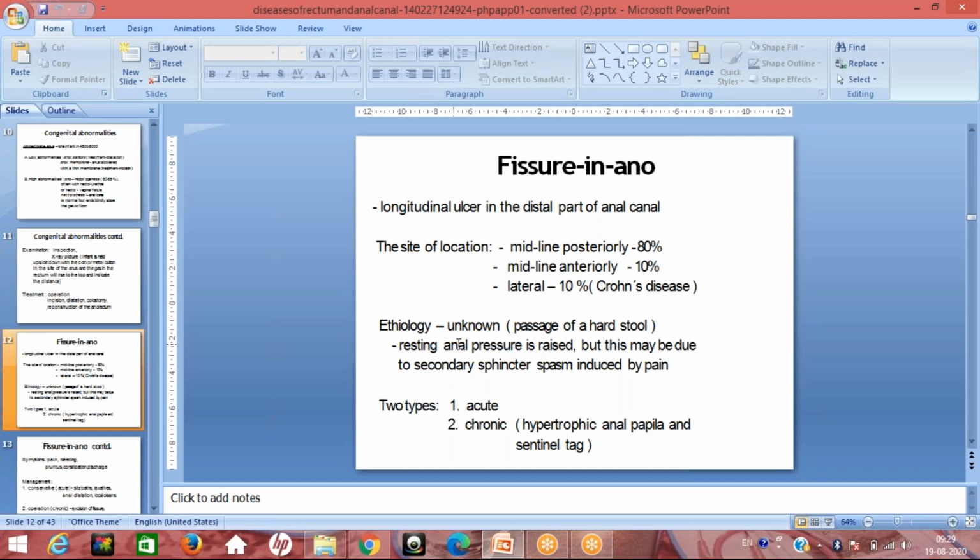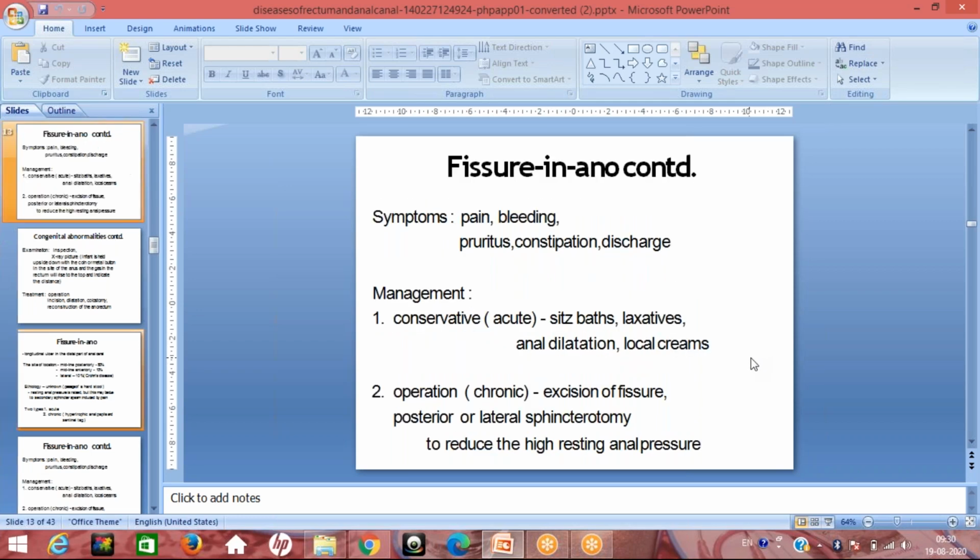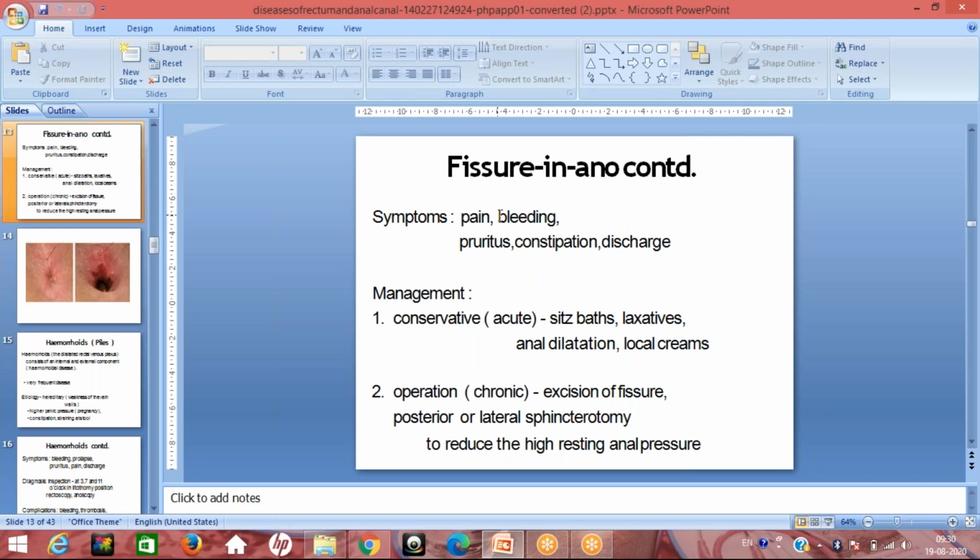So the etiology is high resting anal pressure, which is most commonly due to raised anal sphincter tone. Symptoms include pain and bleeding at the end of passage of the stool. The patient sometimes holds back the bowel because of severe pain while passing stool, which further leads to chronic constipation, and this vicious cycle continues. There is poor blood supply and hard stool, and the patient gets constipated, and the cycle continues.